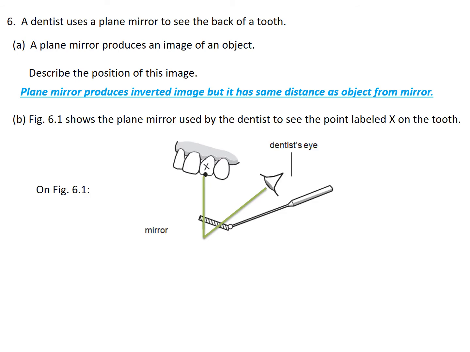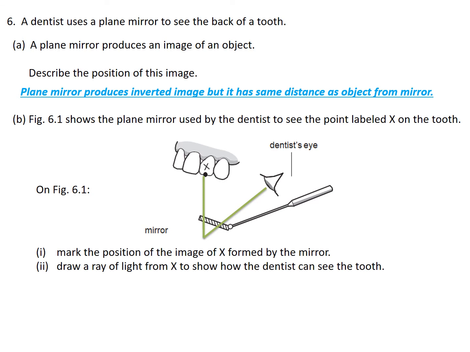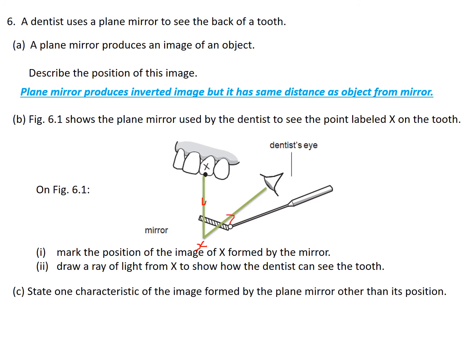Part B. Figure 6.1 shows the plane mirror used by dentists to see the point labeled X on the tooth. On figure 6.1, part 1, mark the position of X, the image of X formed by the mirror. Here you go. Part 2, draw a ray of light from X to show how the dentist can see the tooth. There you go. C. State one characteristic of the image formed by the plane mirror other than its position. Answer: the image is inverted.